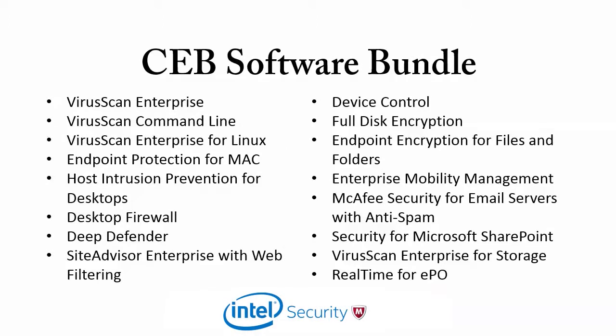The CEB software includes VirusScan Enterprise, VirusScan Command Line, VirusScan Enterprise for Linux, Endpoint Protection for Mac, Host Intrusion Prevention for desktops, Desktop Firewall, Deep Defender, Site Advisor Enterprise with Web Filtering, Device Control, Full Disk Encryption, Endpoint Encryption for files and folders, Enterprise Mobility Management, McAfee Security for email servers with anti-spam, Security for Microsoft SharePoint, VirusScan Enterprise for storage, and Real-Time for ePolicy Orchestrator.